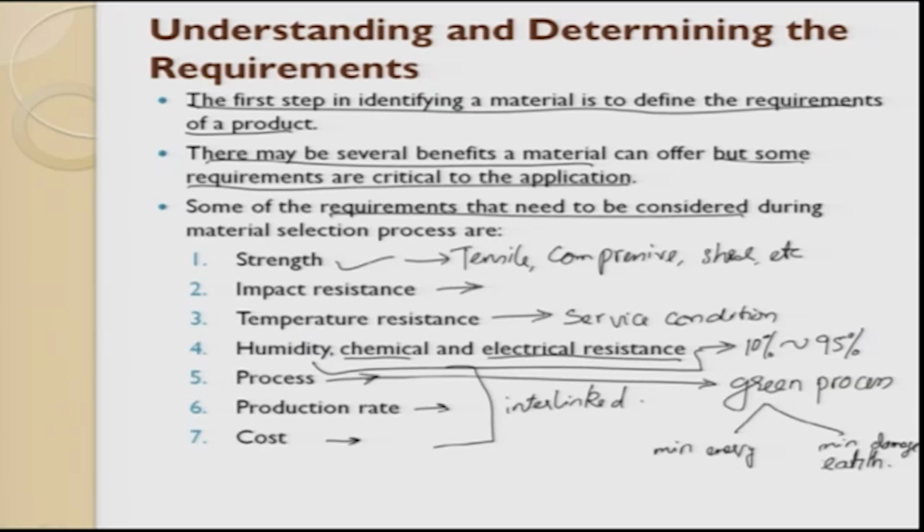This energy can be in terms of power, electrical power, it can be thermal power, it can be pressure, whatever it is. And here, minimum damage means you should know how to dispose of the ingredients of the process in such a fashion that it does not damage Mother Earth. So, we are always looking for that. These are some of the requirements in the selection process to decide a material.